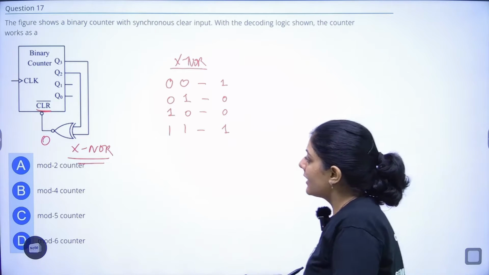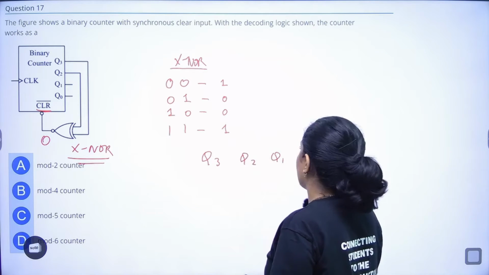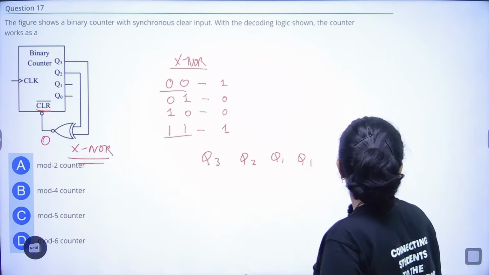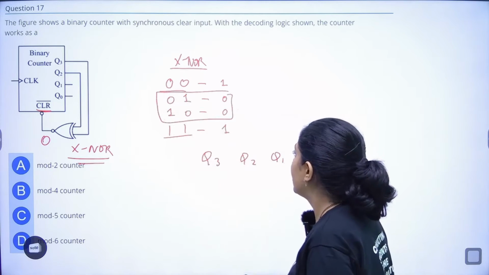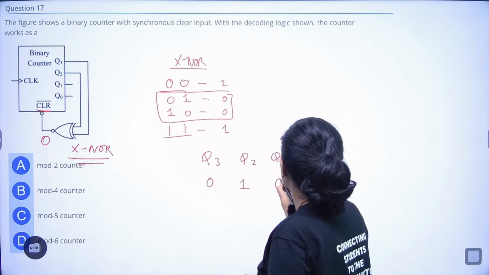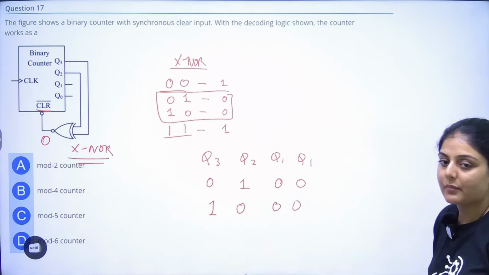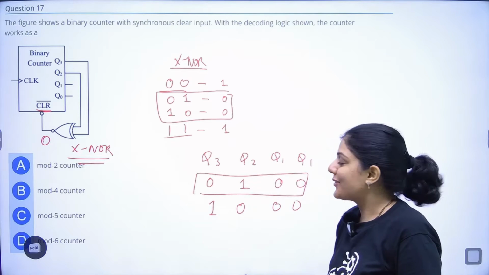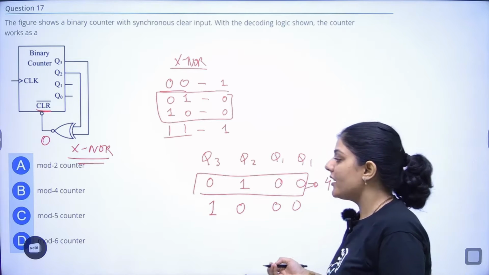If I give you a very clear picture without any table for this question, either of these two values should come. So Q3 and Q2 are happening: 0, 1, 0, 0, 1, 0, 0, 0. Which will occur first? Which counting will come first? So this counting will come first. This is 4. If we start from 0, it counts up to 4. So that is a mod 5 counter.